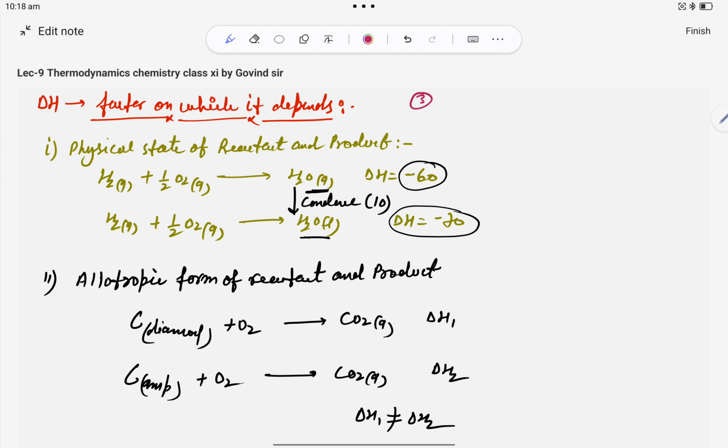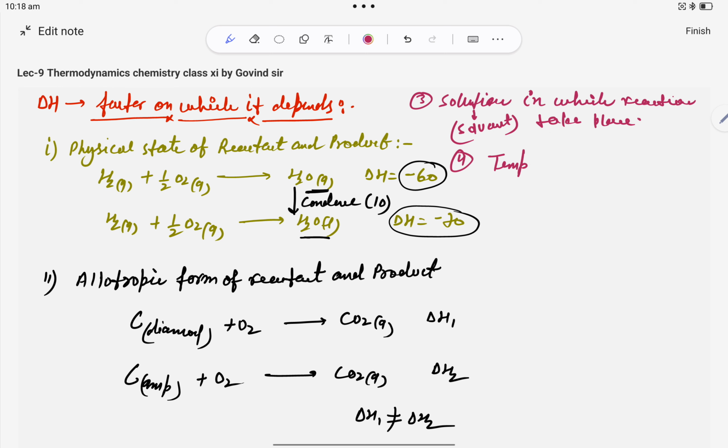Number 3, solution in which reaction take place. It's depend upon that also. Solution means solvent. In which solvent reaction is carried out, it depends upon that also. And very important point number 4, it depends upon temperature and pressure.